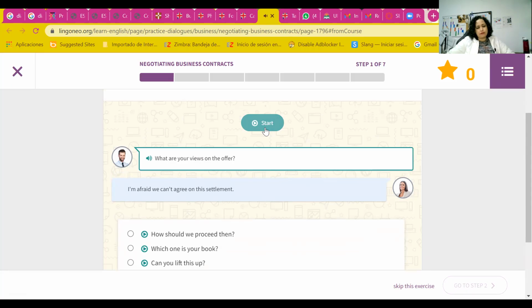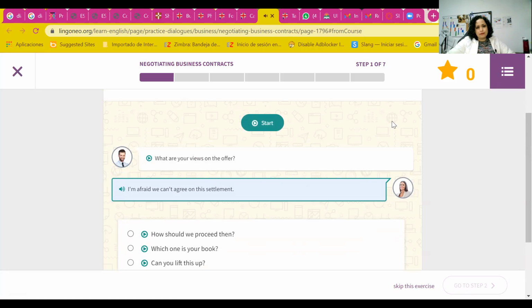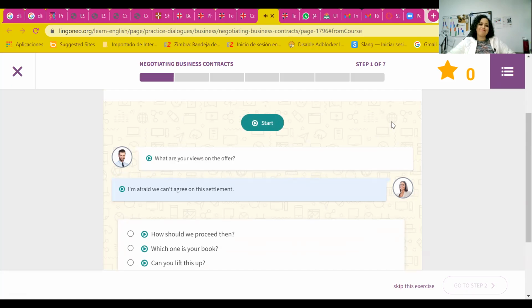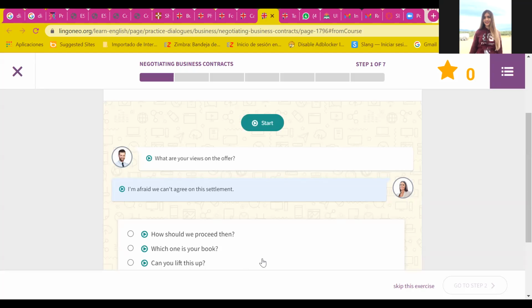What are your views on the offer? I'm afraid we can't agree on this settlement. What are your views on the offer? I'm afraid we can't agree on the settlement. Let's see the options. How should The we fifth. proceed then? Which one is your book? Can you lift this up?